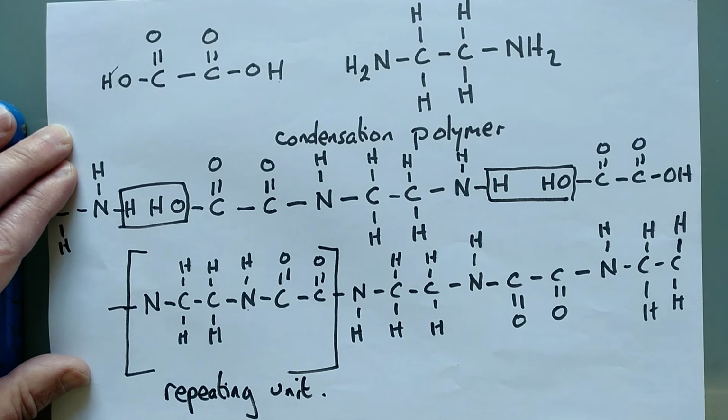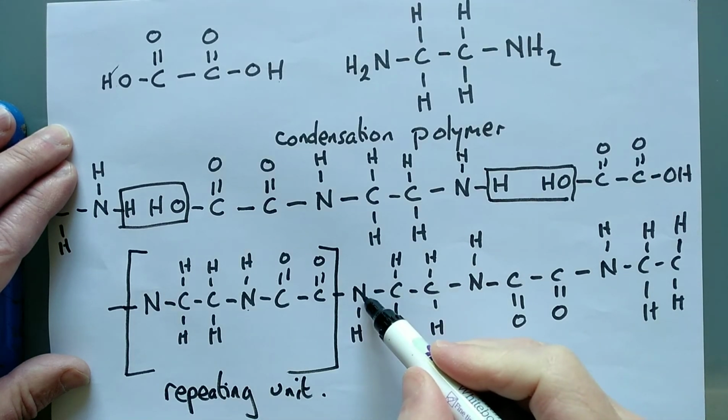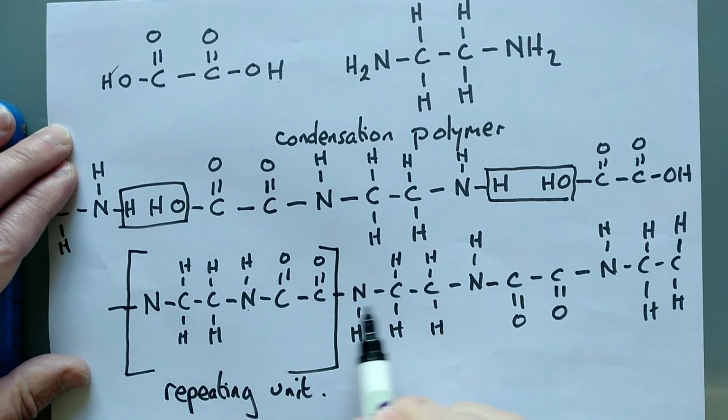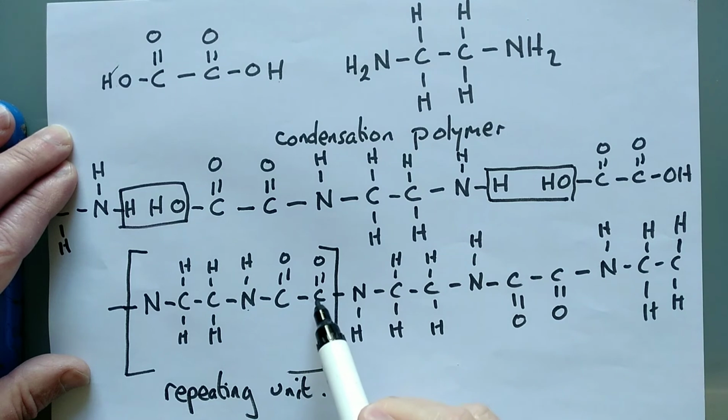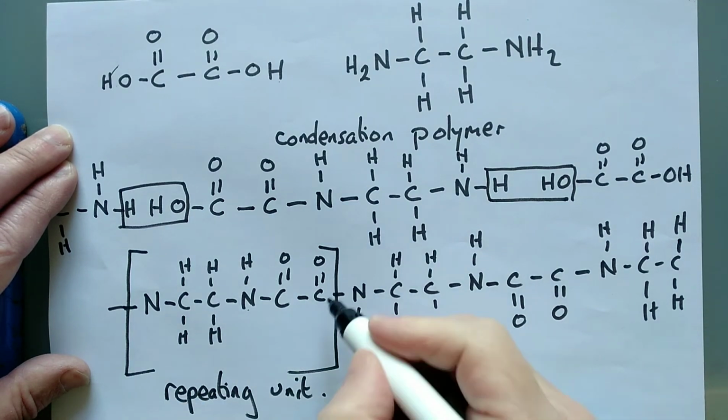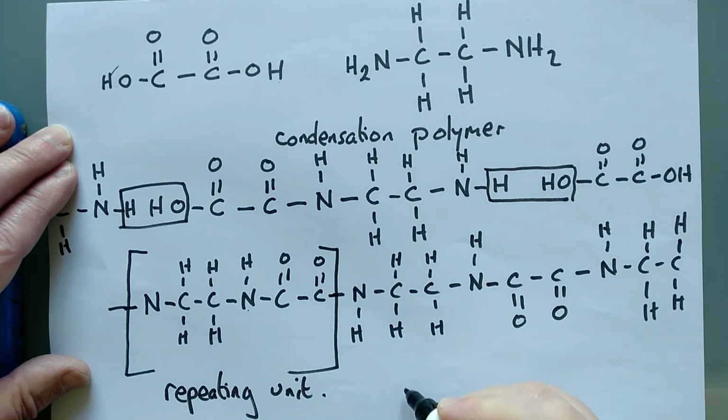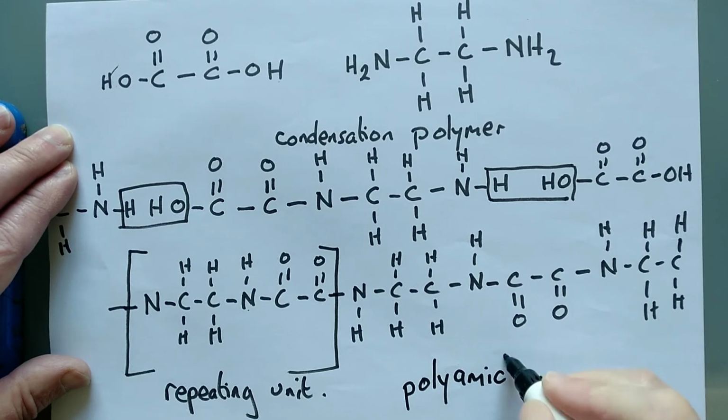It would be a mistake to put this nitrogen in, because that nitrogen is part of the next repeating unit. Each repeating unit must have 2 nitrogens in, 1 amide link, and finish at the other end of the amide link, so as if this could join to that. So that is our repeating unit, and that would then be a polyamide.